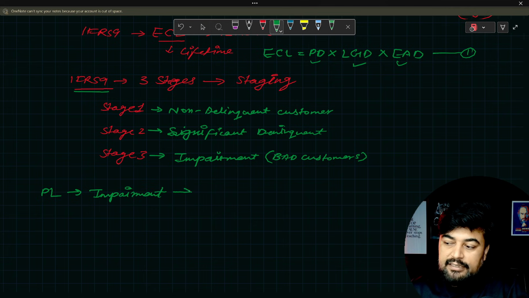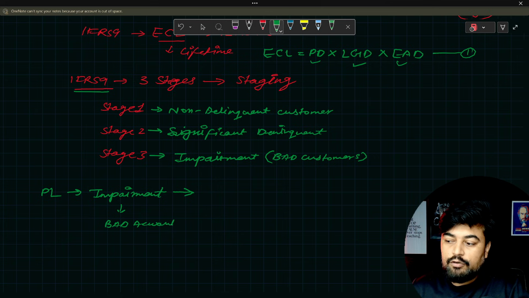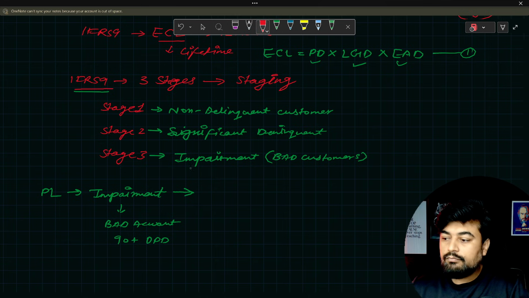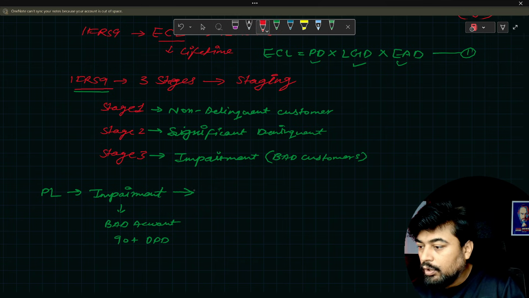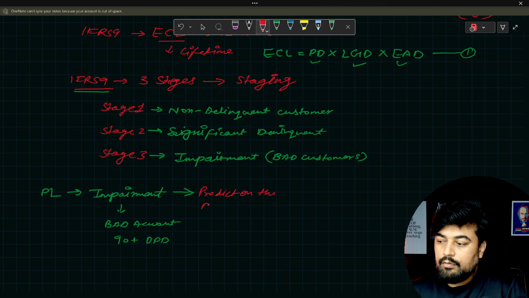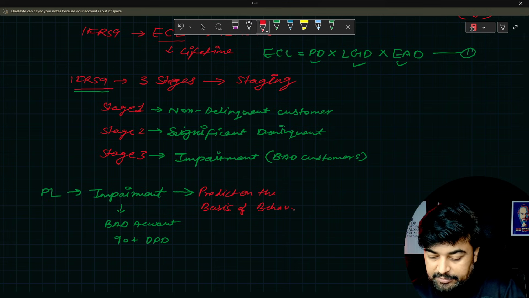Because IFRS 9 is ultimately what? It's an impairment model. So in this impairment, what are the main things we check? The bad accounts, which come from the bad definition of the customer. So bad accounts, and what is that? 90 plus DPD. So all of them are bad here. Now, how do we predict? We predict on the basis of the behavior of the customer. This is pretty much clear.